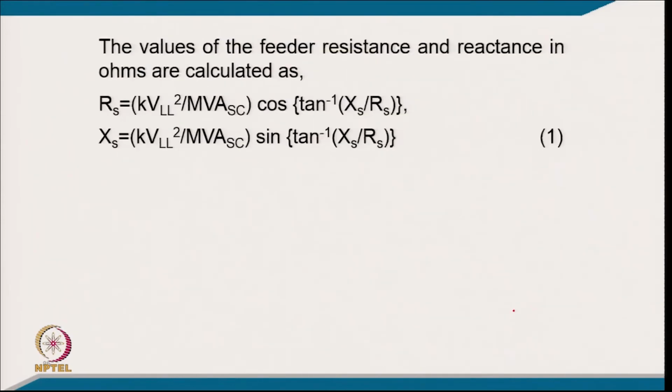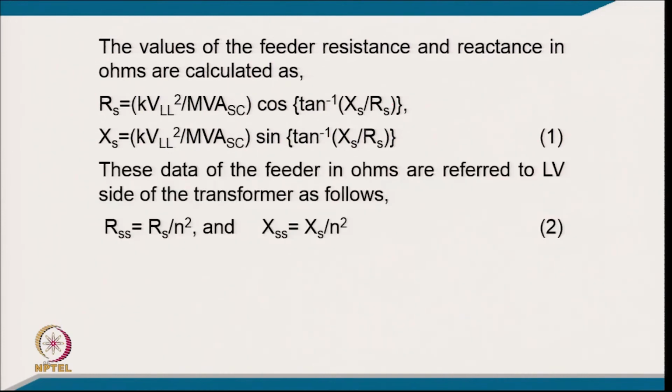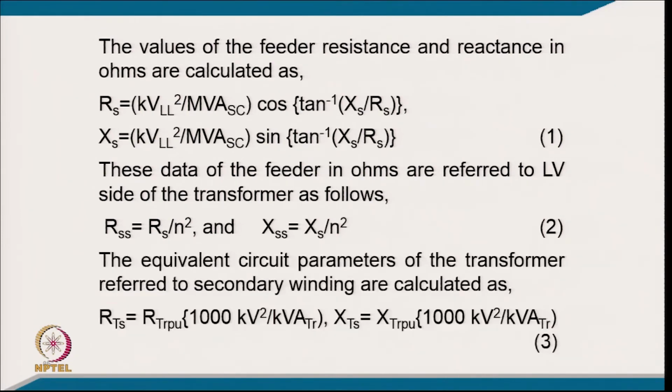Now, from this impedance network you can calculate the value of feeder resistance and reactance in ohms from the kV and short circuit level, typically the short circuit MVA, and the voltage rating. That is the resistance, and that is the reactance of the feeder, and the data of the feeder in ohms can be transformed to the low voltage side of the transformer. So, the source impedance can be transferred to low voltage by the turns ratio square, which is the basic concept of transformer impedance transformation from one side to another.